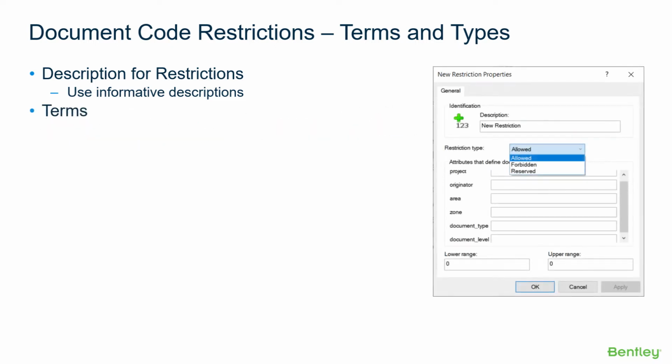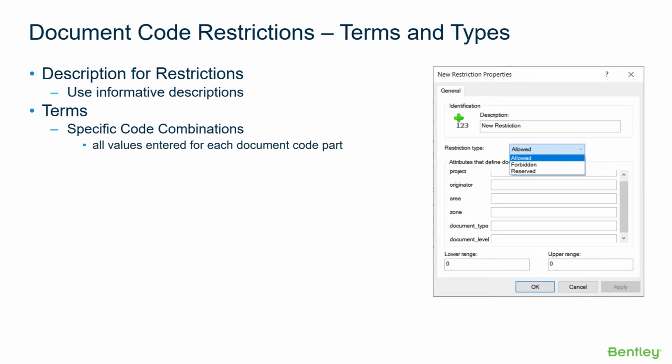Some terms I'll be using in this course include specific code combinations. When referring to this, we mean all values entered for each document code part. So the section of the dialog where you enter the project originator, area, zone, type, and level is called the specific code combination. Again, there are no wildcards supported, so multiple entries will have to be created to support all the variations of document code combinations.